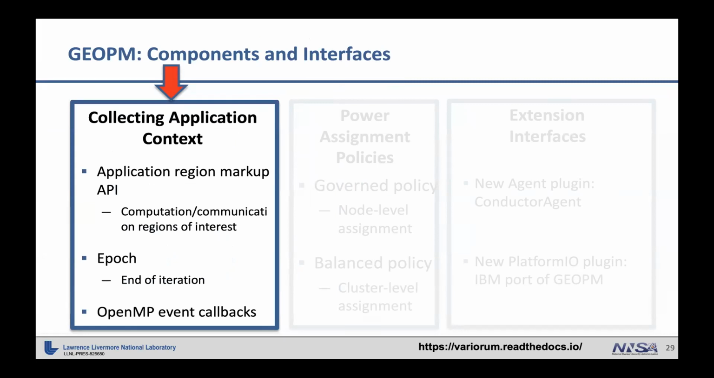One is the application region markups to outline interesting regions in the application that you want GOPM to handle differently. Second is the epoch, which might have changed since, but essentially it indicates the end of a time step. And third is the OpenMP region specific markups that are similar to the first set of APIs. I think that overview is sufficient. If you are interested in looking at how this markup is used, GOPM documentation is a good place to start.